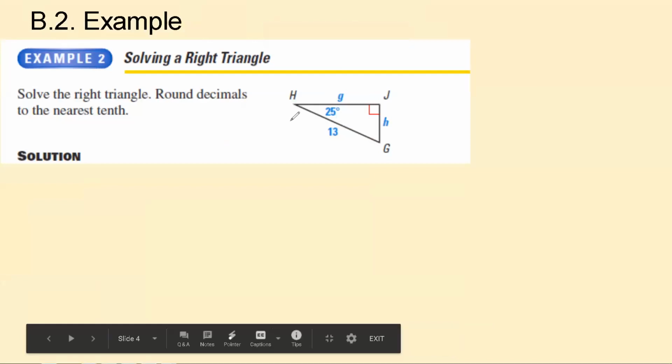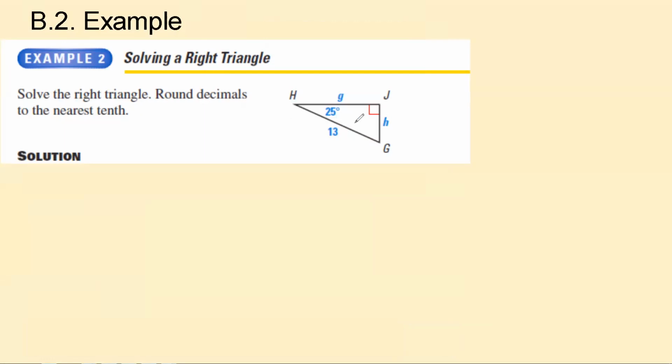Okay. So let's say we're given this right triangle and we want to find the values of G and H. First step we're going to do is label our triangle from the given angle. So we're given that angle H is 25 degrees. This side would be opposite angle H. 13 would be the hypotenuse, which means G has to be the adjacent side. So that's the first step.